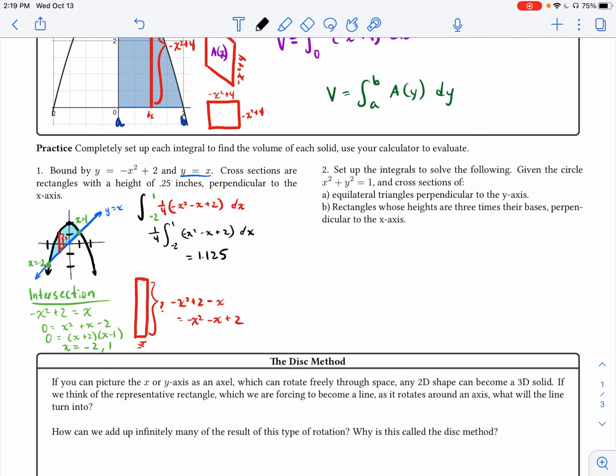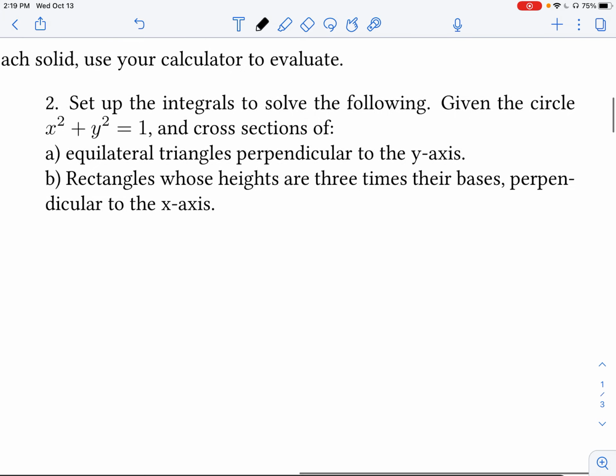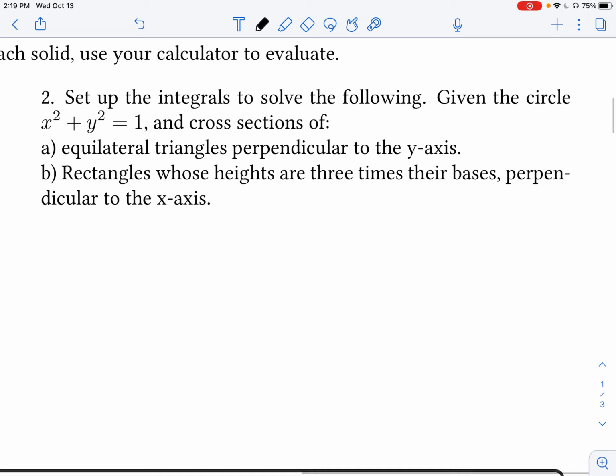All right. Cool. Let's try the second problem now. In this second problem, we're going to set up an integral to solve the following. We're going to graph a circle. So let me just graph a circle here. And this circle is x squared plus y squared is equal to 1. That is to say, it has a radius of 1.